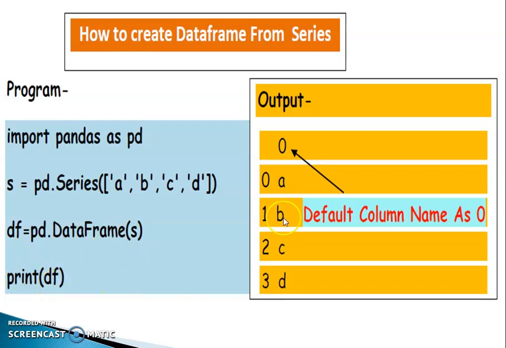Check this output: 0, 1, 2, 3. These all are default index values. Then the default column name is 0. Then the values are A, B, C, D. Only one column. Clear? That is how to create a data frame from a series.